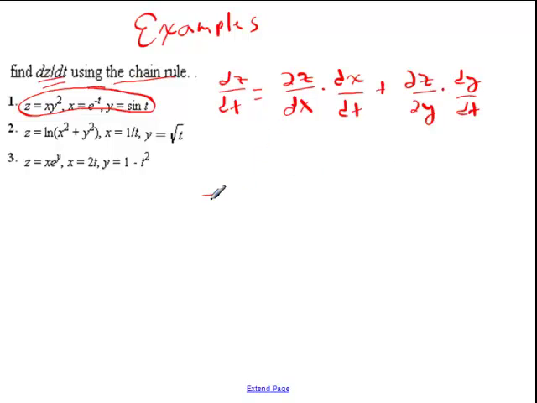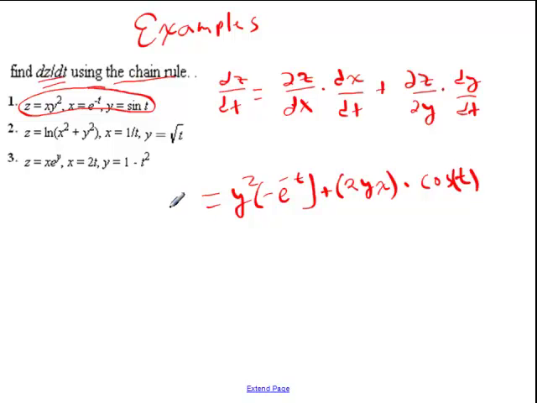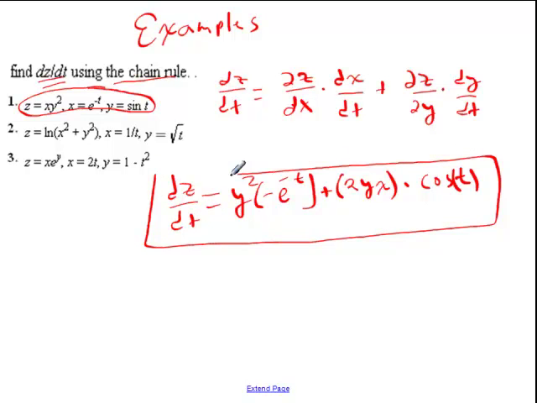So just plugging in what we know, the partial derivative with respect to x is y squared, and the change in x with respect to time would be negative e to the negative t, plus the partial of z with respect to y is going to be 2yx times the derivative of y with respect to time, so cos of t. So here is how z is changing with time using the chain rule. What about the next one?